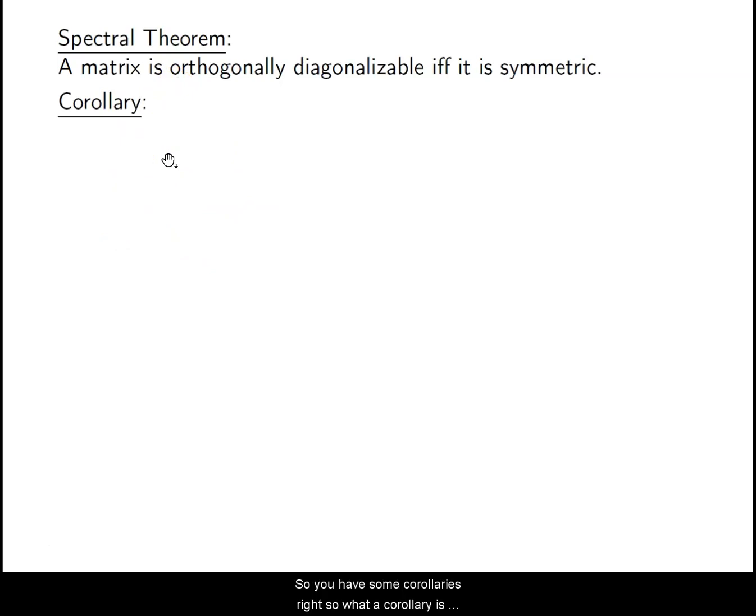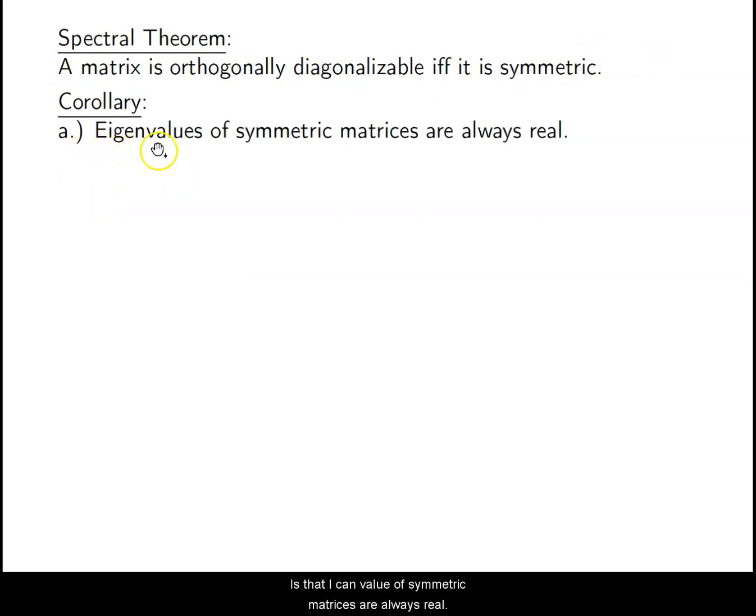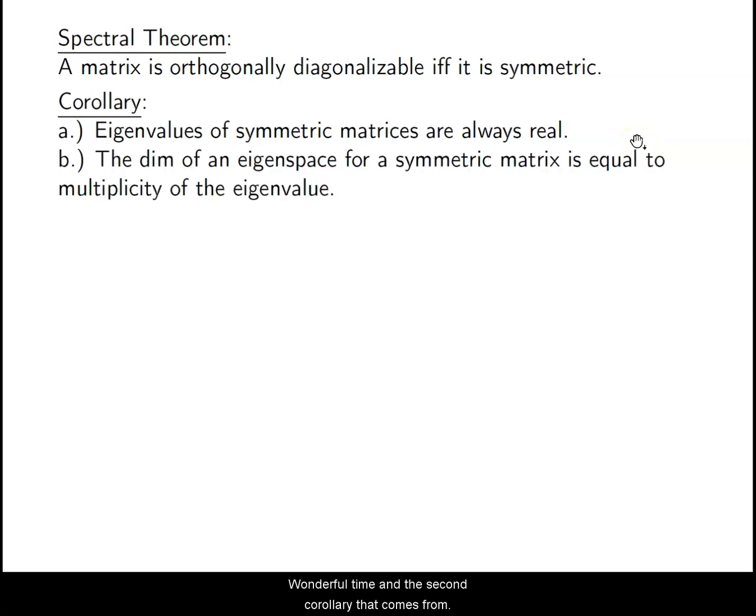Okay, so we have some corollaries, right? What a corollary is, basically, because of this theorem, there are some lesser but still important conclusions that come from this theorem. So one of the corollaries is that eigenvalues of symmetric matrices are always real. So if we have a symmetric matrix, you're not going to have to worry about complex eigenvalues and eigenvectors. That's nice, because I know you guys were not having a wonderful time with that, right?